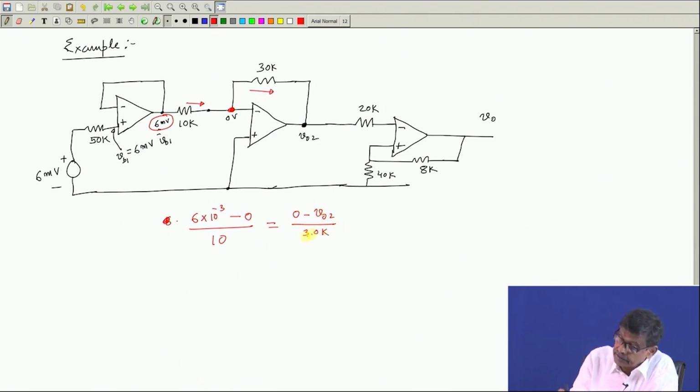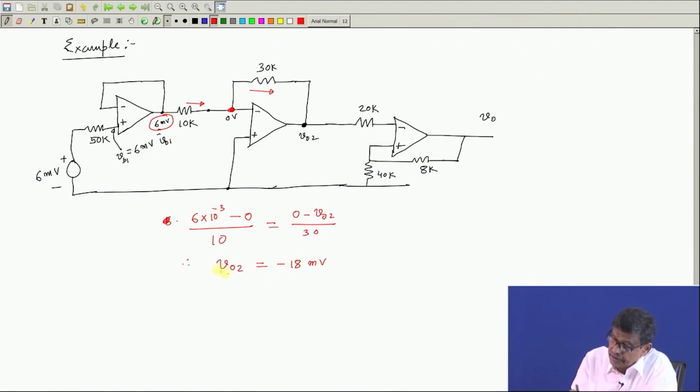Is it not? Therefore, I can calculate V02 to be, this can be 30 K. So, K you forget, current we are measuring in milliampere and so on. So, if you calculate V02, it will be minus 3 into V01, that is minus 18 volt, minus 18 millivolt, suppose voltages are in millivolt.